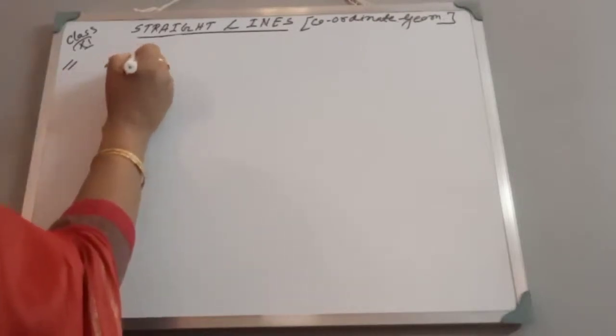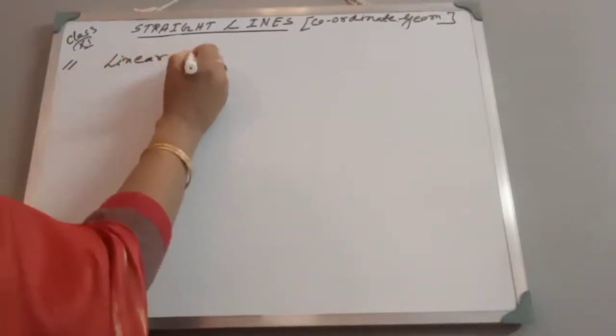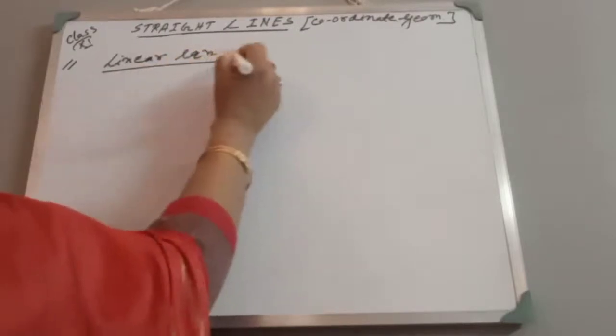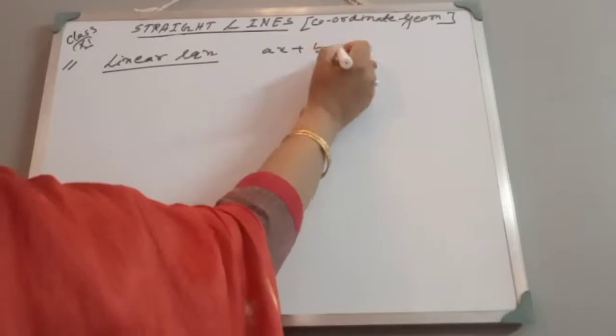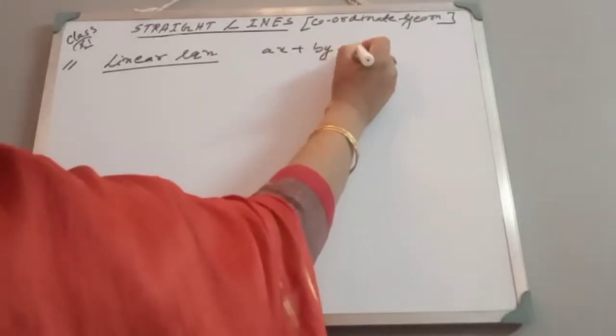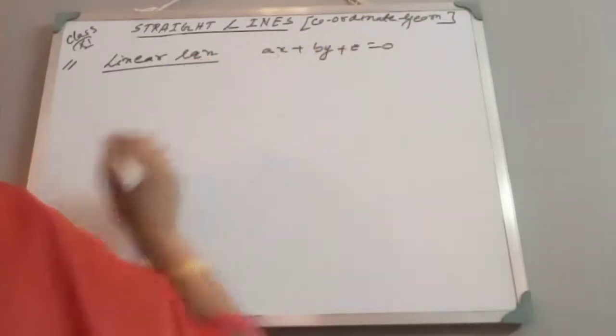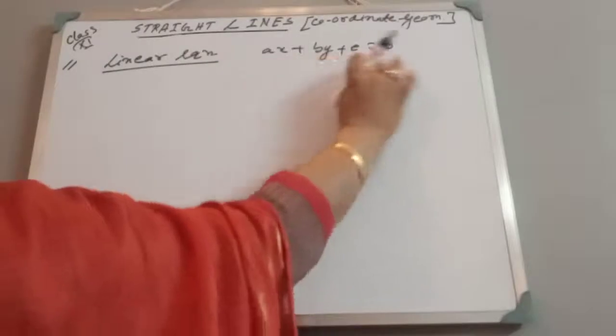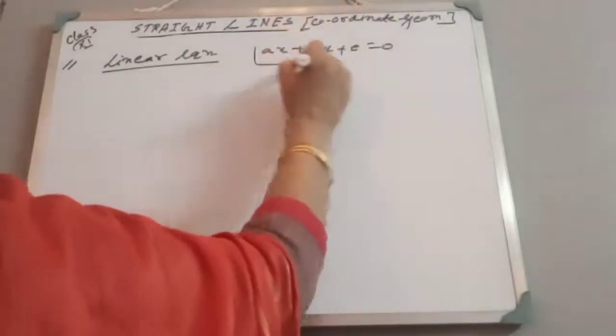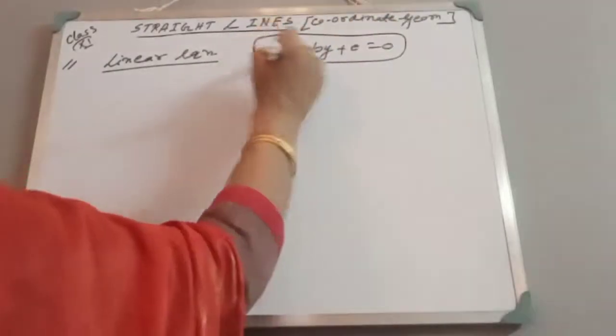Now the equation of any straight line is always a linear equation. Remember, the equation of a straight line is always a linear equation, and it is of the form AX plus BY plus C equals 0. This is the linear equation form. This is the standard equation of a straight line.